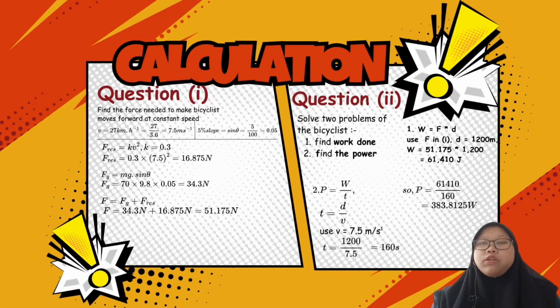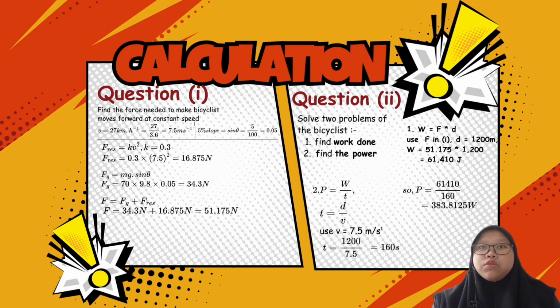For question 2, we need to solve two problems of the bicycle. First, we need to find the work done, and second, find the power. First, we use W equals F multiplied by d. Use F from question 1, d equals 1200 meters. W equals 51.175 multiplied by 1200 equals 61,410 joules.